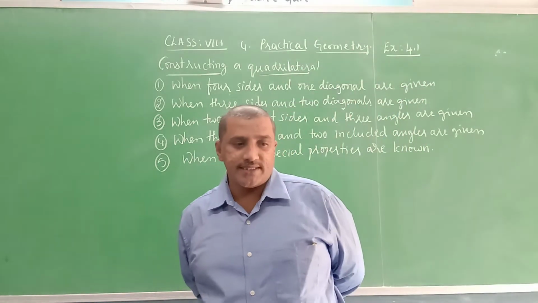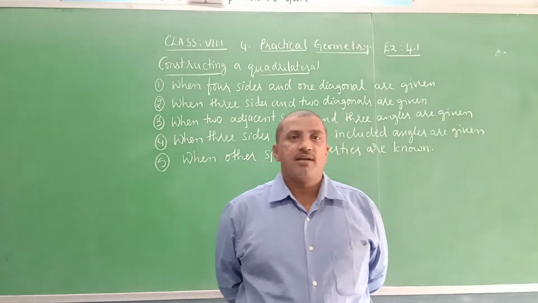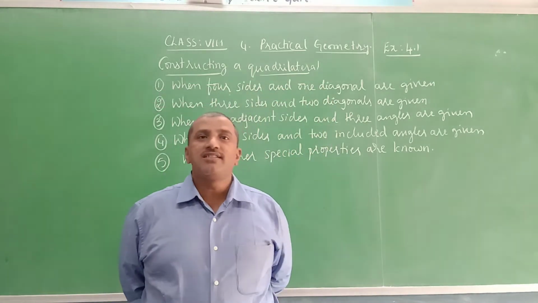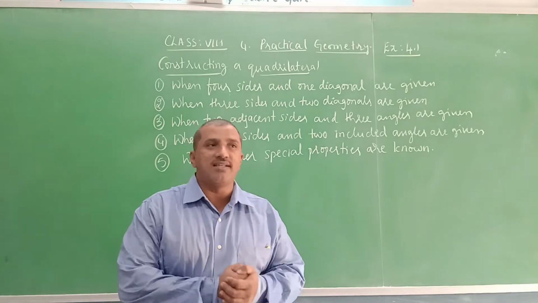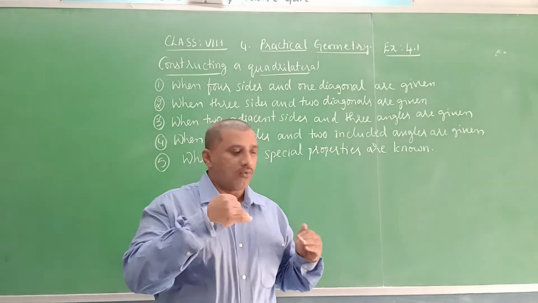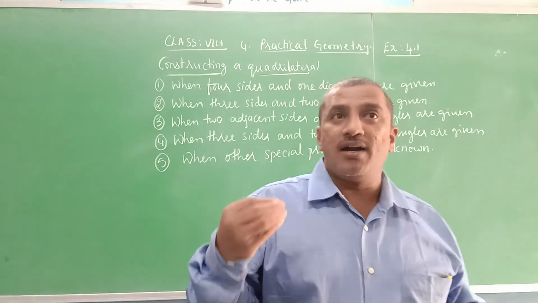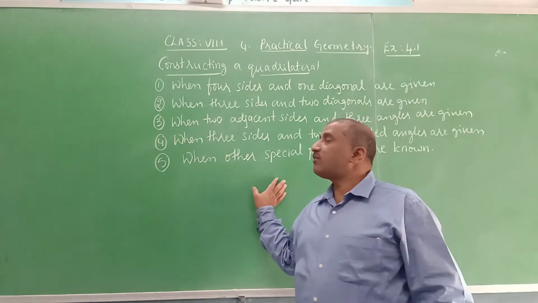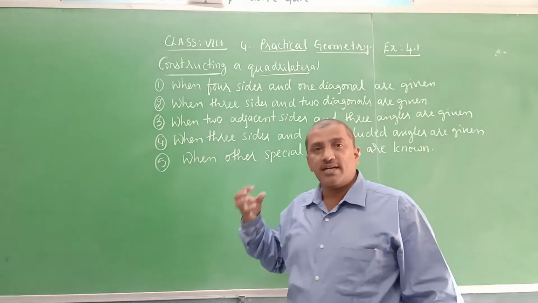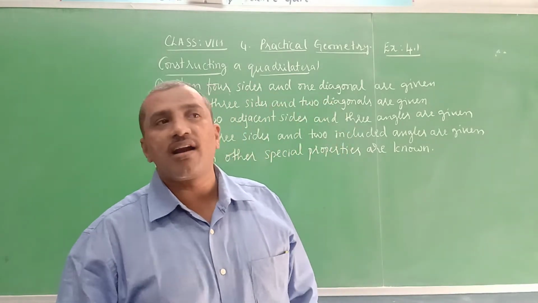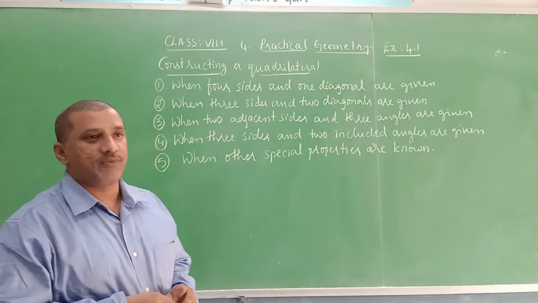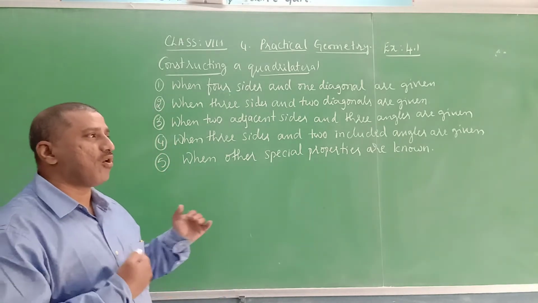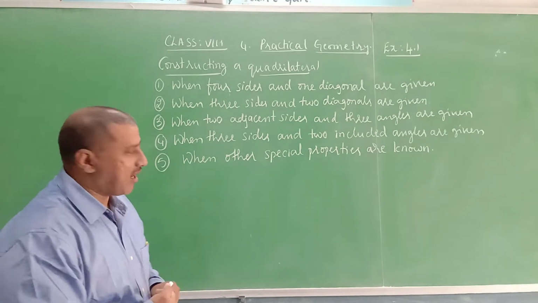Today we are going to discuss the fourth unit, practical geometry, that is about the constructions. In the third chapter we studied understanding quadrilaterals, what are the properties of quadrilaterals, and the types of quadrilaterals and their properties. In this chapter we are going to discuss how to construct different types of quadrilaterals or a general form of a quadrilateral. Before discussing the constructions, let us recall the properties of quadrilateral and the types of quadrilaterals.